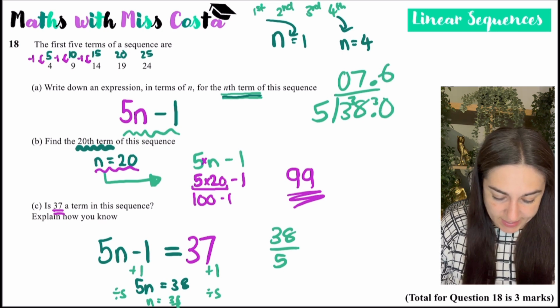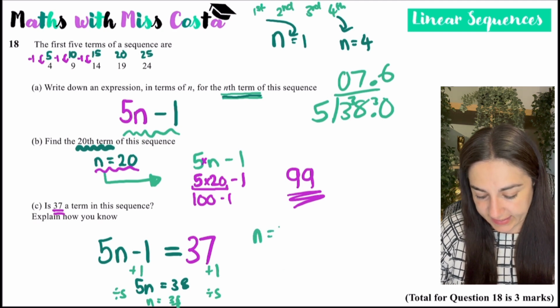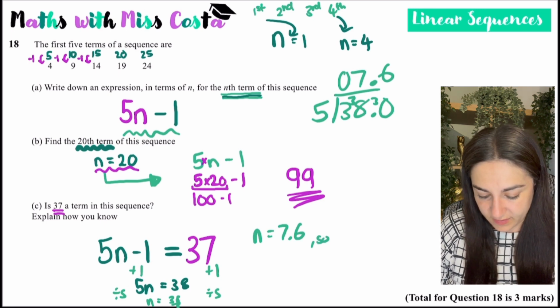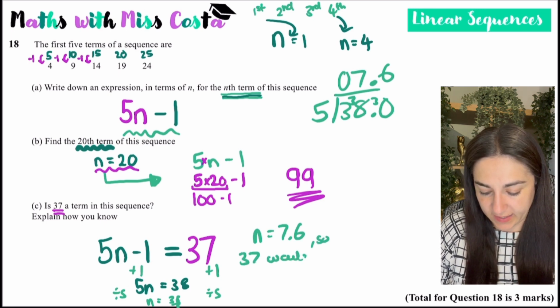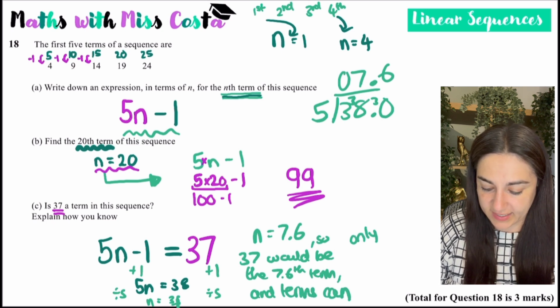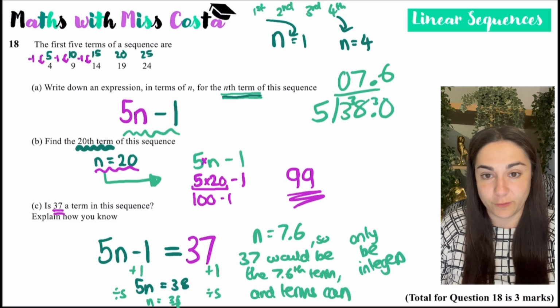So n is 7.6, which means 37 would be the 7.6th term, and terms can only be integers. Like, you don't say who came 7.6th in the race, you just have first, second, third, fourth, fifth, sixth, seventh.